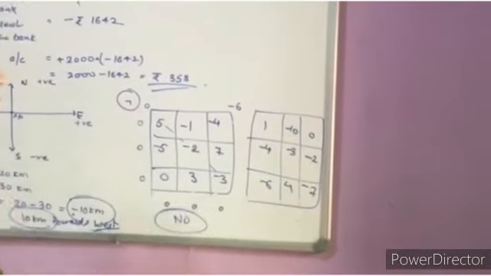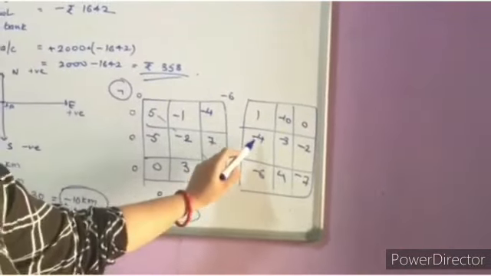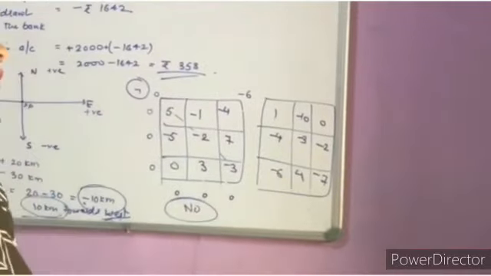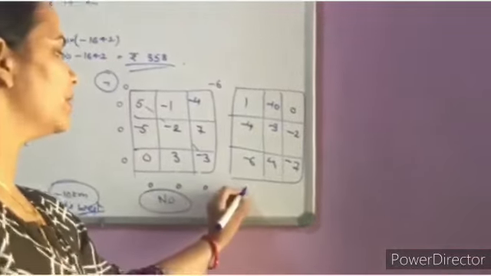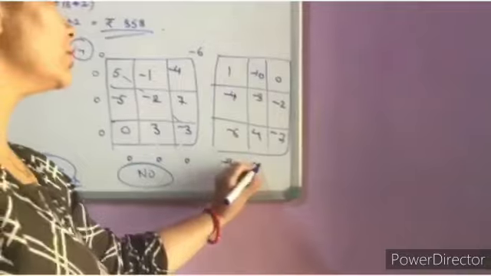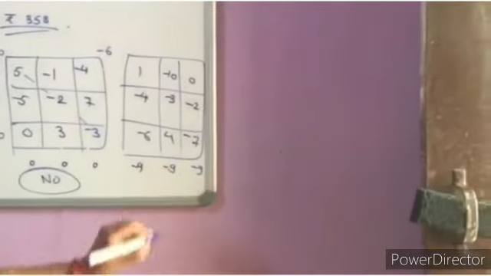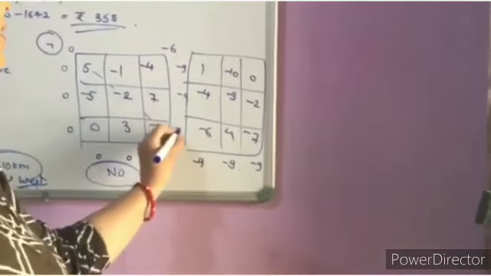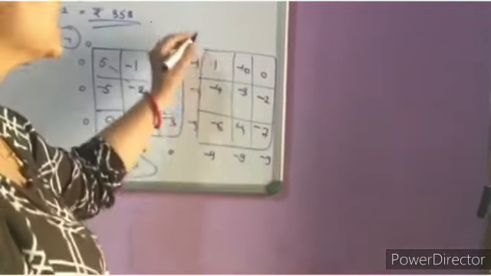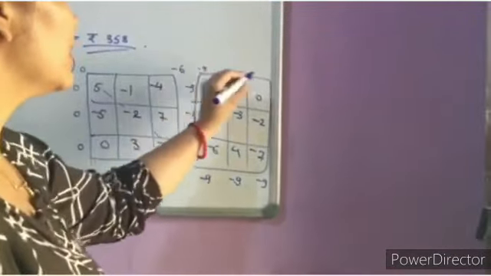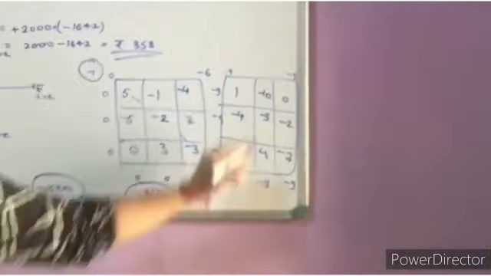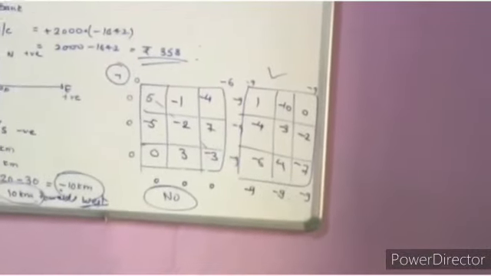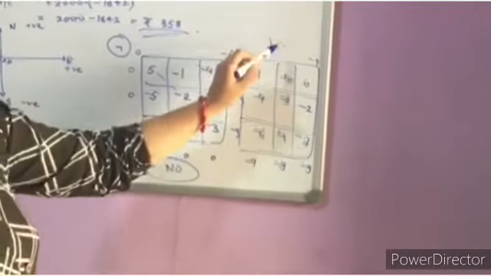See the second part. If we see 1 minus 4 minus 6 will give you minus 10, plus 1 will give you minus 9. Here also you will get minus 9, and here also minus 9. If we see the rows sum, minus 9, minus 9, minus 9. If we see the sum of the columns, here also you will get minus 9. This is the perfect example of a magic square. So this is a magic square.